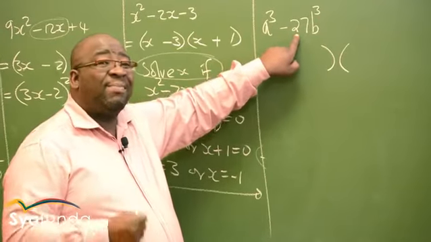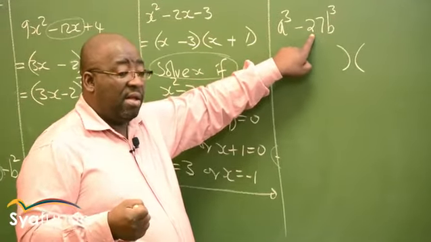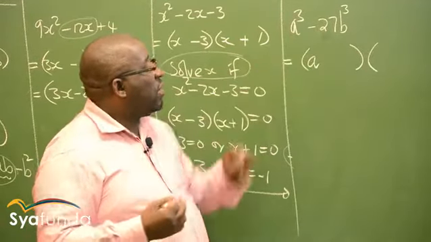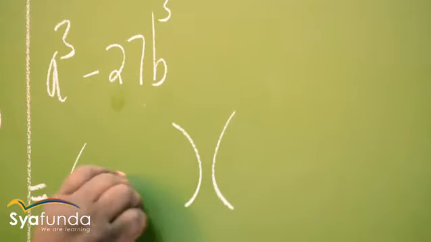We want a number that, when we multiply it by itself three times, gives 27. It is 3 times 3 times 3 that will give us 27. So the cube root of 27 is 3. You follow the sign as it is, 3.